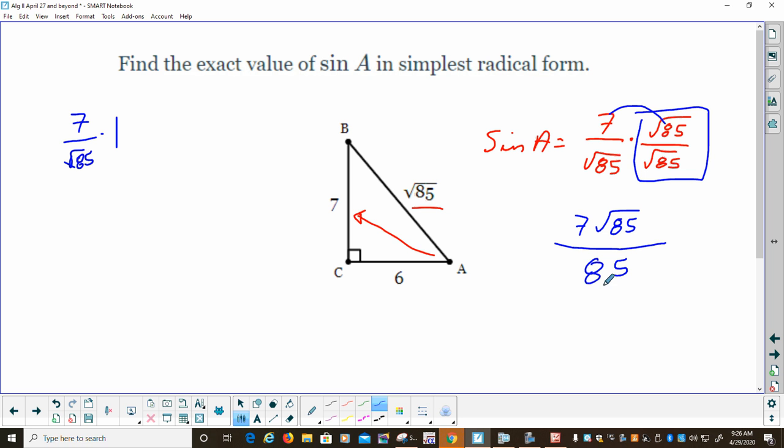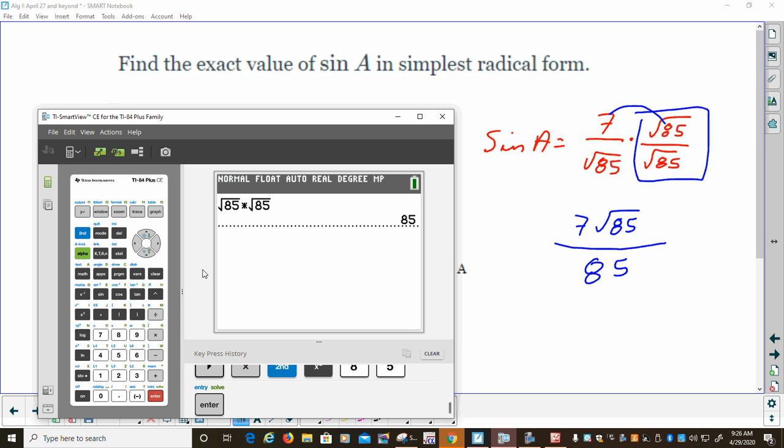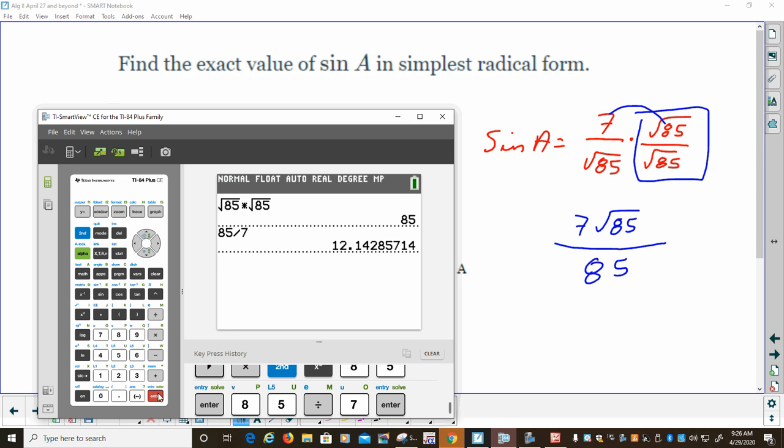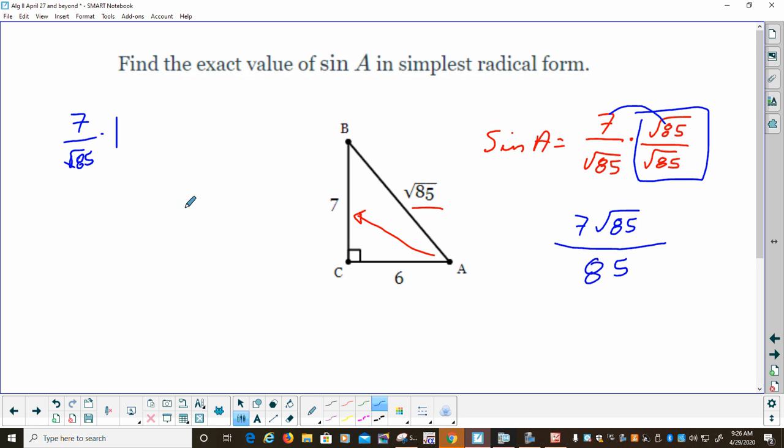Look and see if this will reduce. I can't imagine 7 is going to divide into 85. So 85 divided by 7. Nope. But now you also have to look, will this square root reduce? So you have to look at 85. I'm going to prime factor it. 5 is going to go in there 17 times. So this does not reduce.